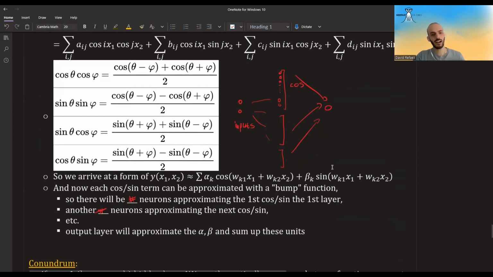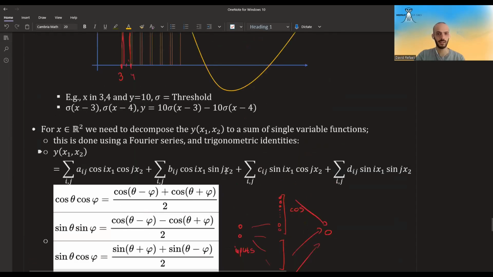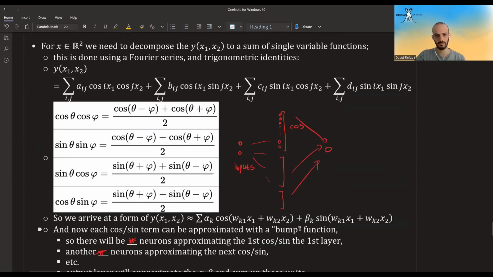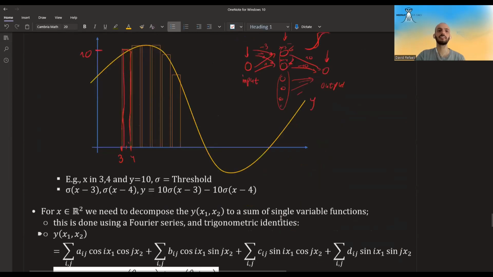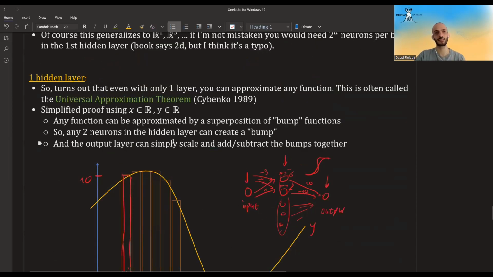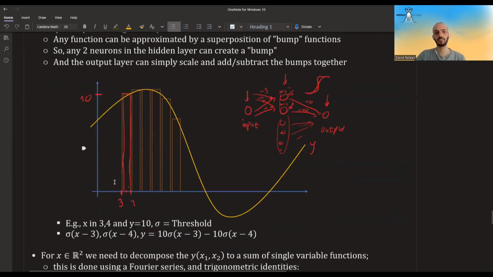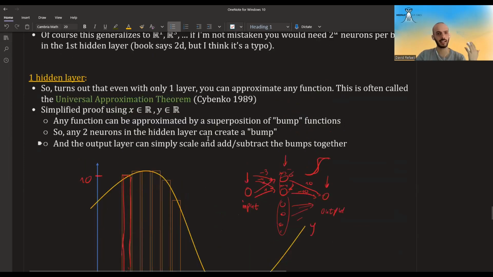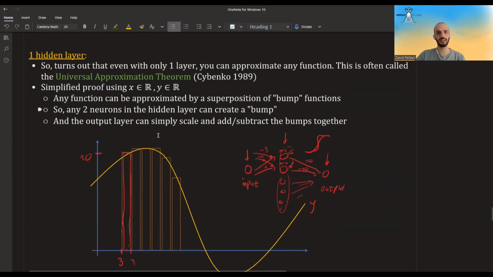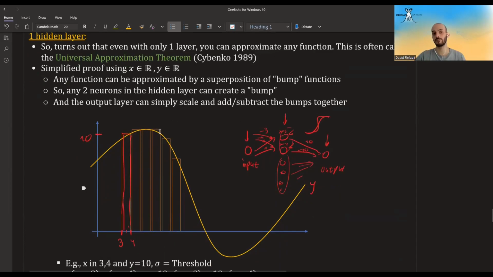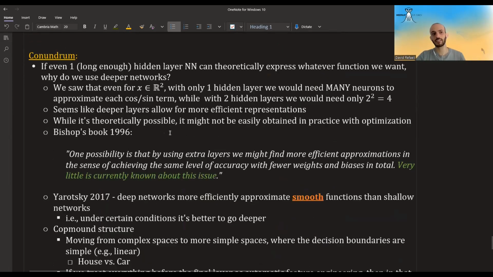So I hope I got the math right. I'm not an expert. It could be that I have some mistakes, but in any case, the main point is that there are theorems that show that not even just for 1D, but for 2D, 3D, etc., you can use only one hidden layer and you can approximate whatever function you want. So here's the conundrum or the mystery. If theoretically we only need one hidden layer, and it might be that we need it to be very long, but still, why do we use more?